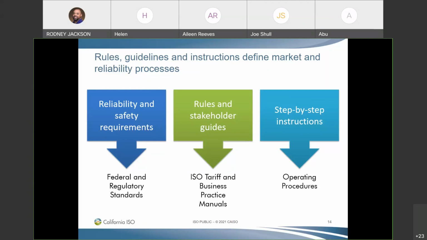Now, operating procedures guide the critical step-by-step actions of the control room task. Some of these procedures are posted on our website, while others are pretty confidential, as you can imagine.